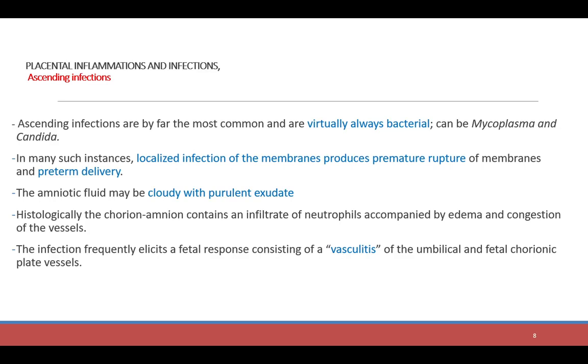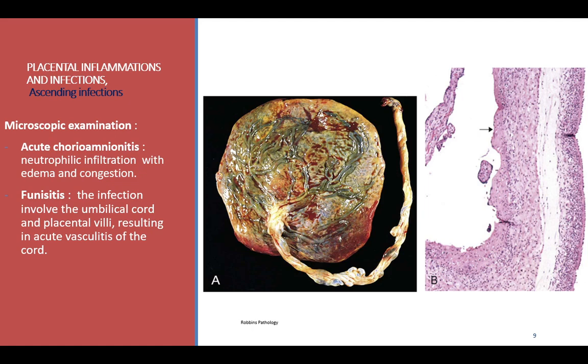So usually if there is inflammation, the amniotic fluid, if it's bacteria, usually it's cloudy with some turbulent exudate. Histologically, it's so important to confirm the presence or absence of the inflammation. It's so important to look at the membranes. Membranes are essential in the definitive diagnosis for inflammation.